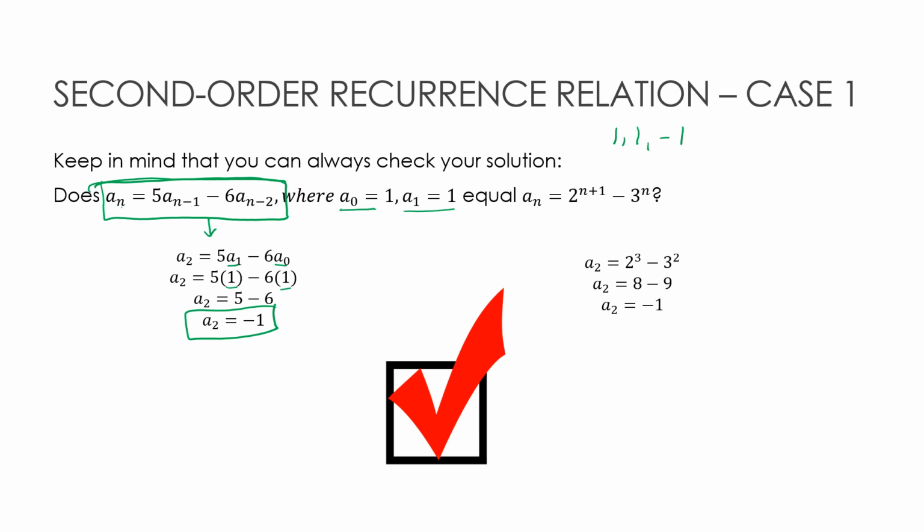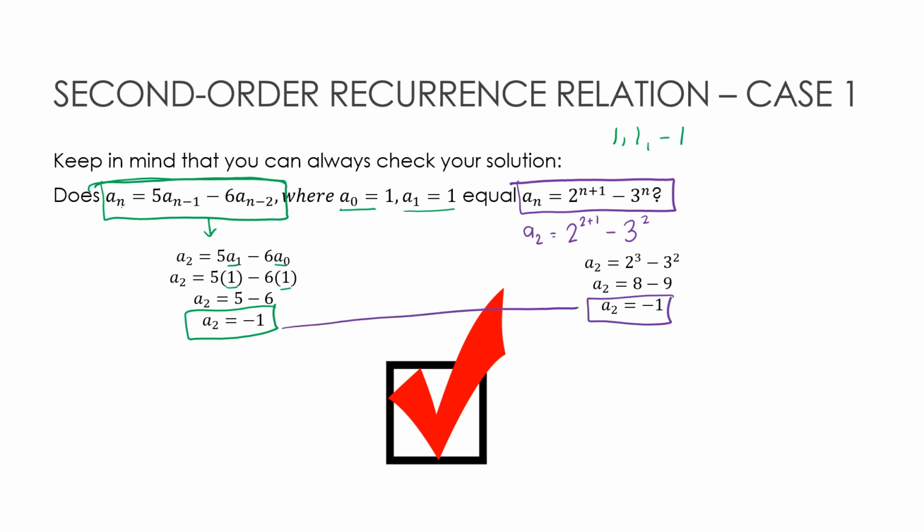So now the question is, did I do this correctly? Will it also give me negative 1? Well, according to my function, this should be 2 to the 2 plus 1 minus 3 squared. Well, 2 plus 1 is 3, so 2 cubed minus 3 squared, which is 8 minus 9, which is negative 1. And because I got the same thing twice, I know that I am a genius and I did it correctly.